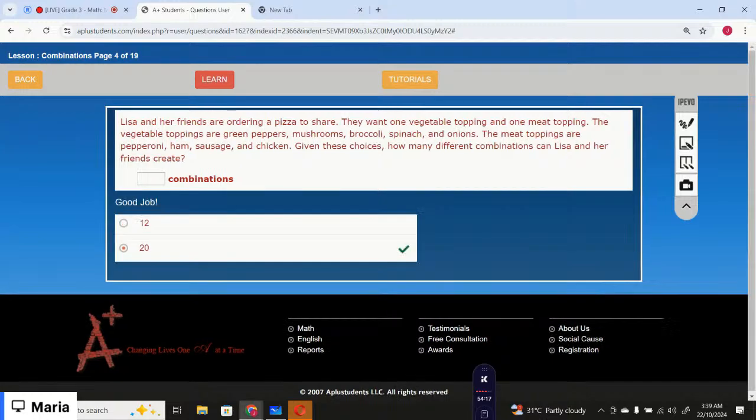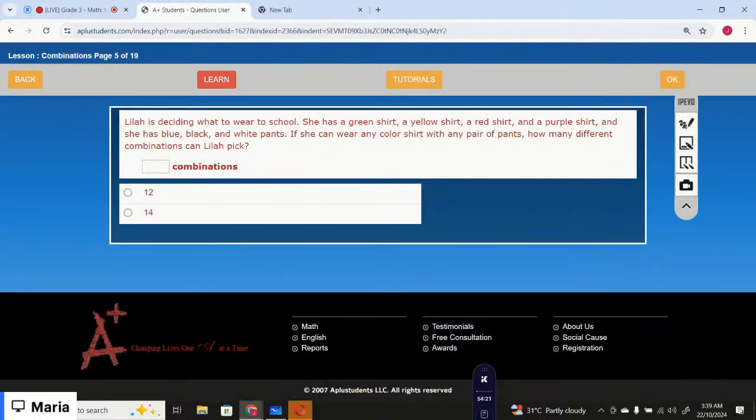Okay, the next one is Leela is deciding what to wear to school. She has a green shirt, a yellow shirt, a red shirt, and a purple shirt, and she has blue, black, or white pants. If she can wear any color shirt with any pair of pants, how many different combinations can Leela pick? So, which is the correct option?